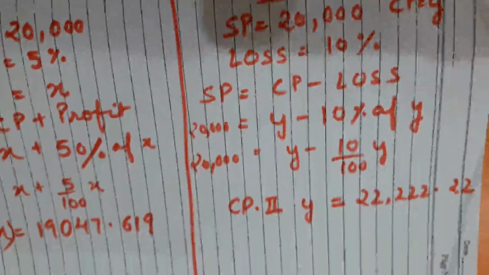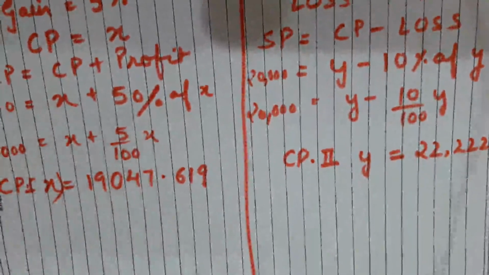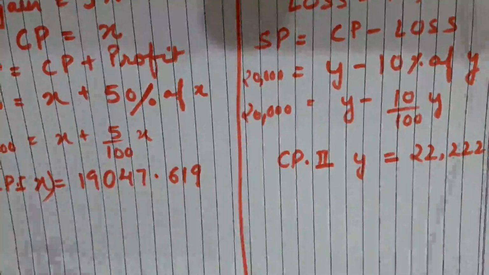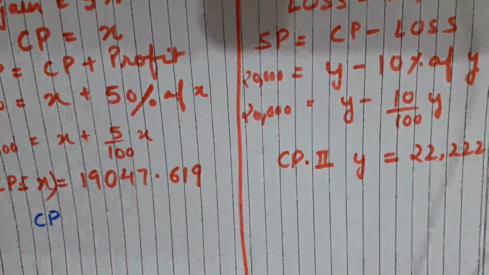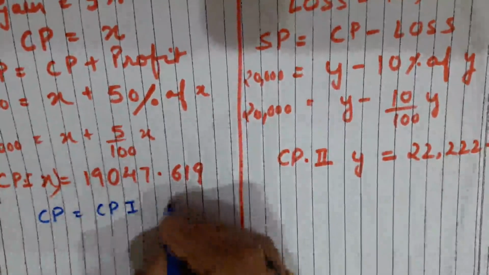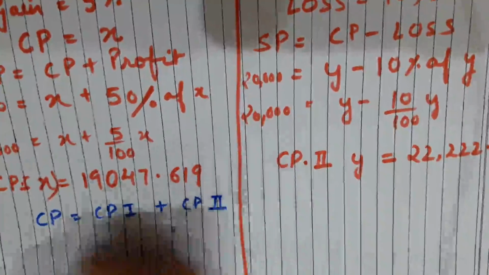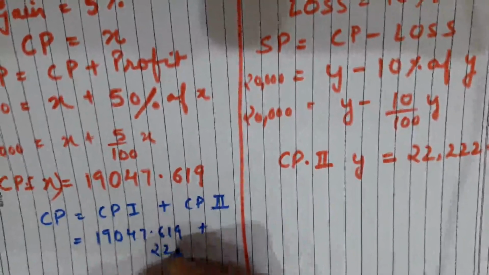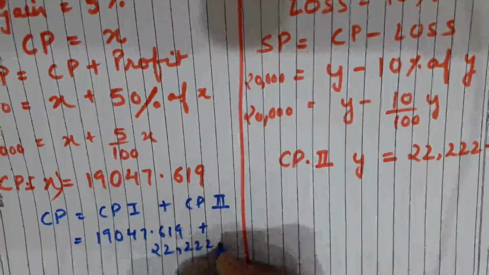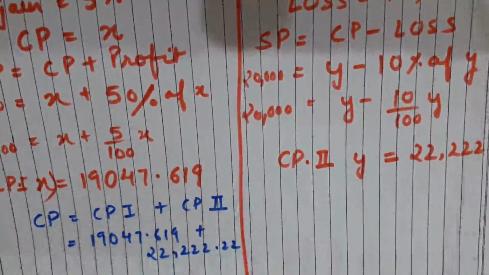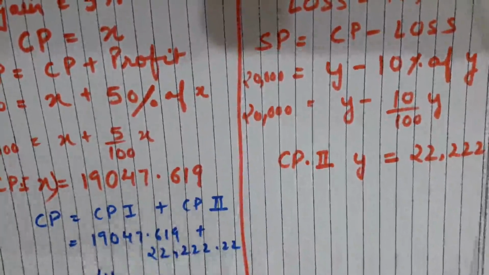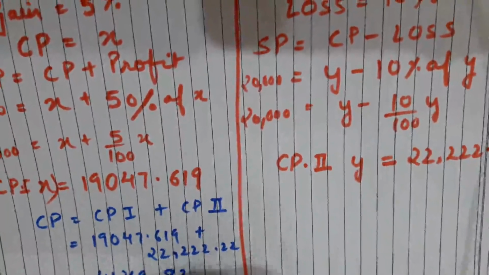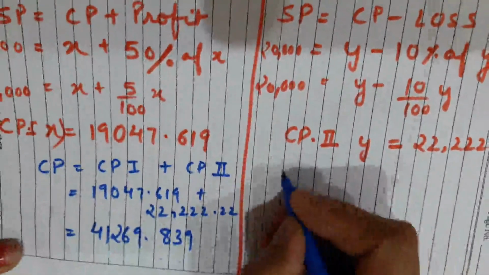Okay, so in this question we need to tell at the end whether this milkman faced loss or gain. So what we have to do is add the CP of both buffaloes, CP of the first buffalo plus CP of the second buffalo. CP is 19047.619 plus 22222.22. So in total you will get 41,269.839.